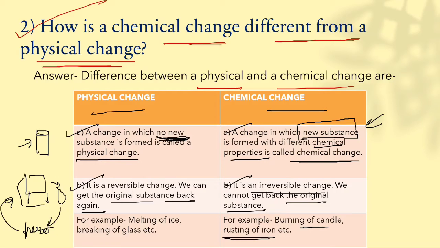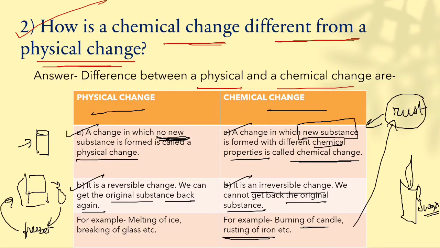But for example, a candle burning, or the rusting of iron. When the candle burns, the candle finishes off, right? Are you able to get the candle back? No, we are not going to get the candle back, because the candle has turned into melted wax. And what is the rusting of iron? The iron has got rust, or ferric oxide, on it. As it is rusted, the iron is destroyed. You cannot get the iron rod back because it was a chemical change and it is irreversible. You cannot get back the original substance. Clear, students?